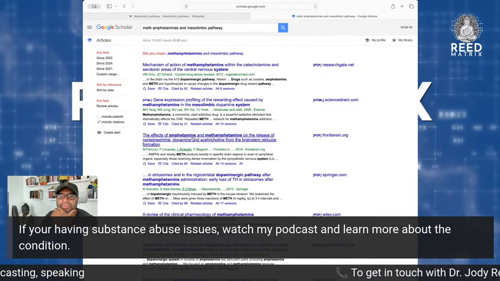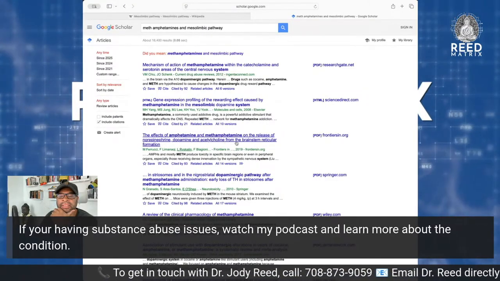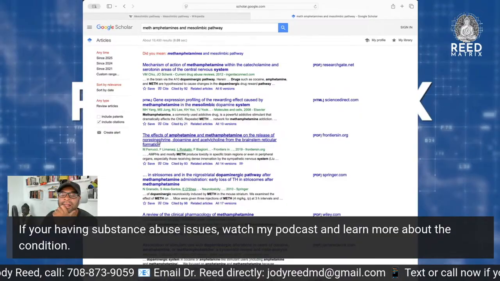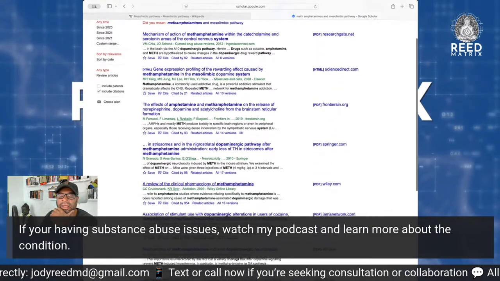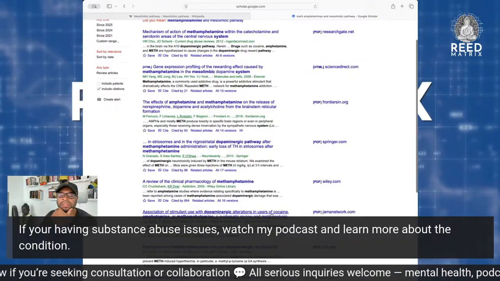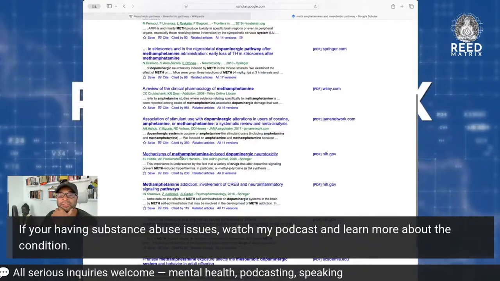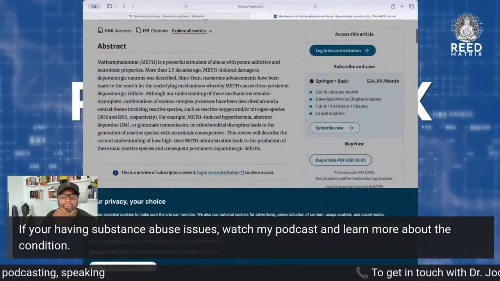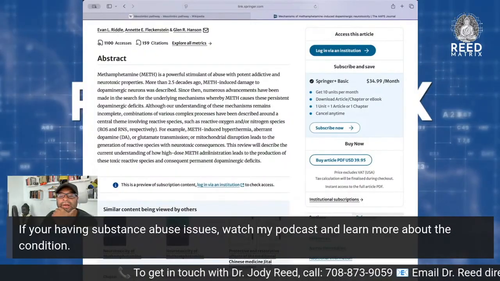Effects of amphetamines and methamphetamines on the release of norepinephrine, dopamine, and acetylcholine from the brainstem reticular formation. We want the mesocortical pathway. Association of stimulant use with dopaminergic alterations in cocaine, amphetamine. Oh, look at this. Mechanism-induced dopaminergic neurotoxicity. I think that's what we need here. I hope I don't have to pay for the article. This is a preview.